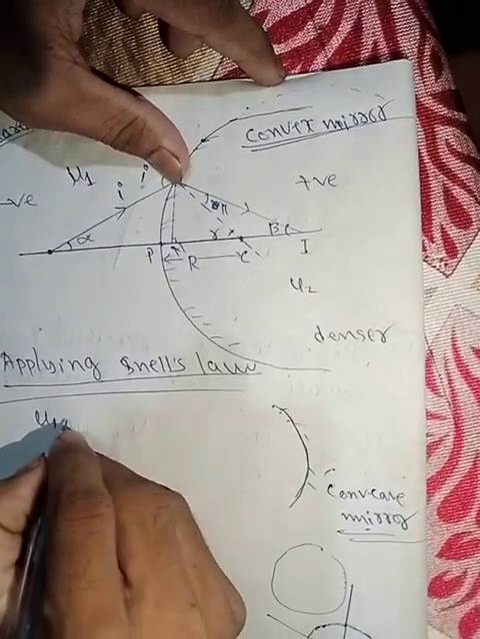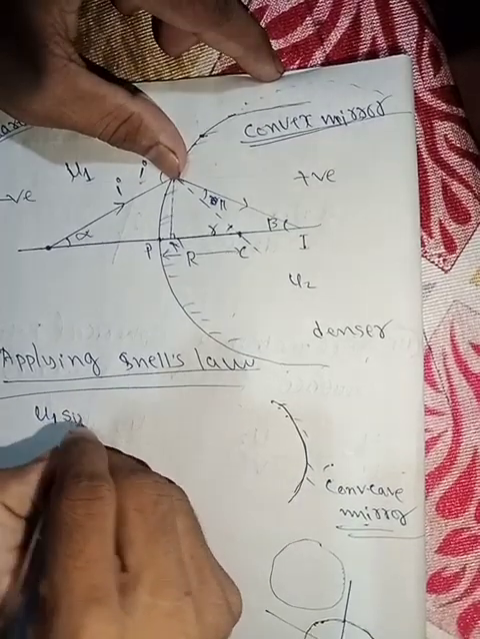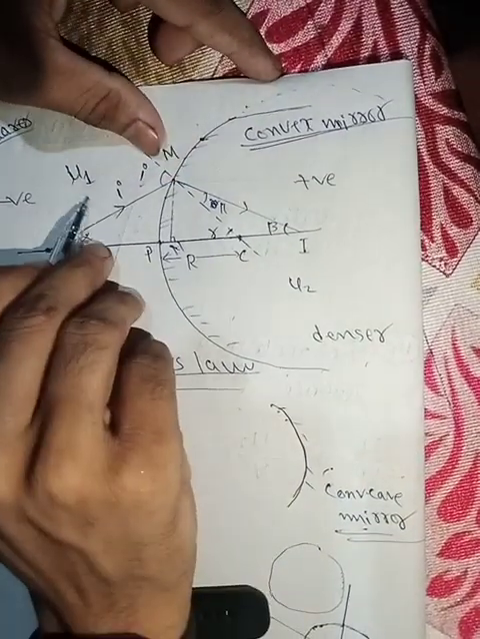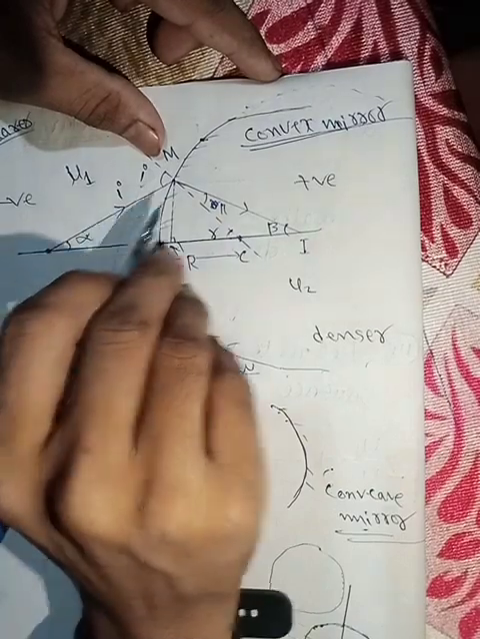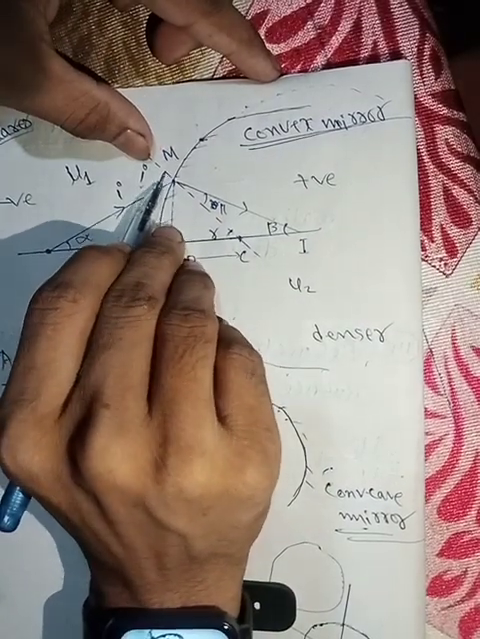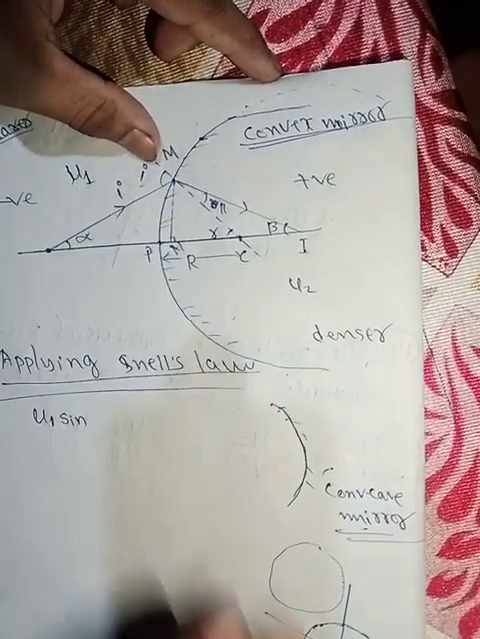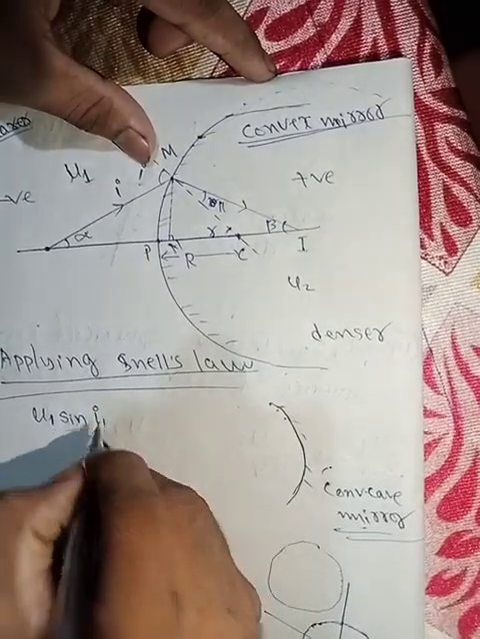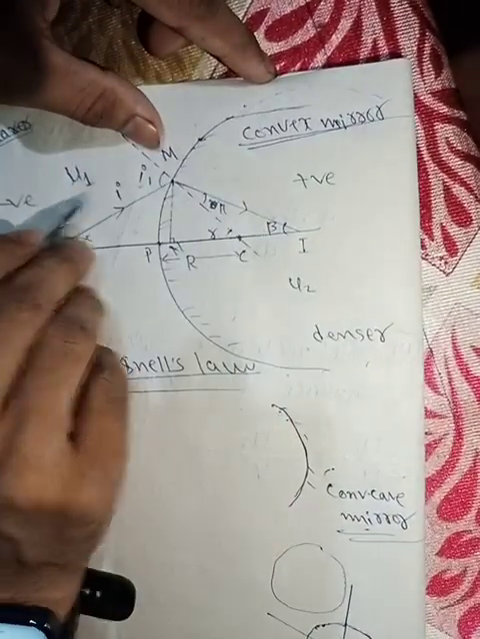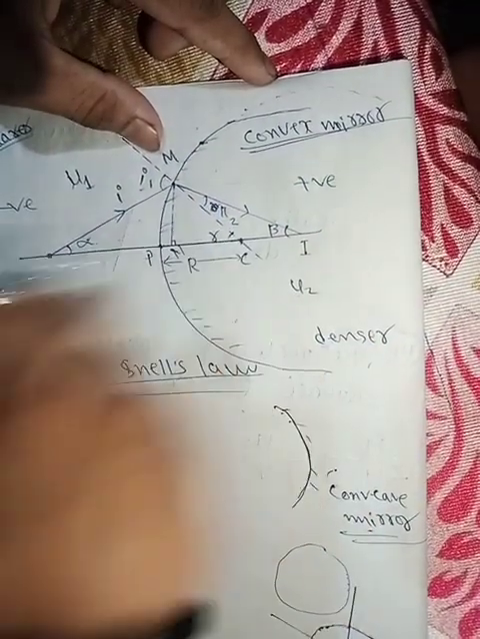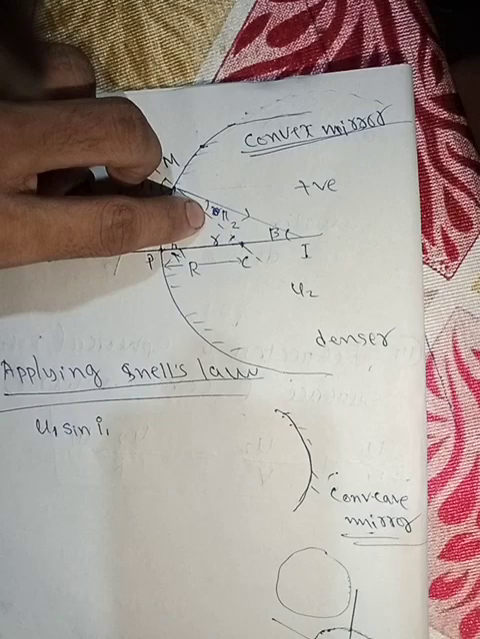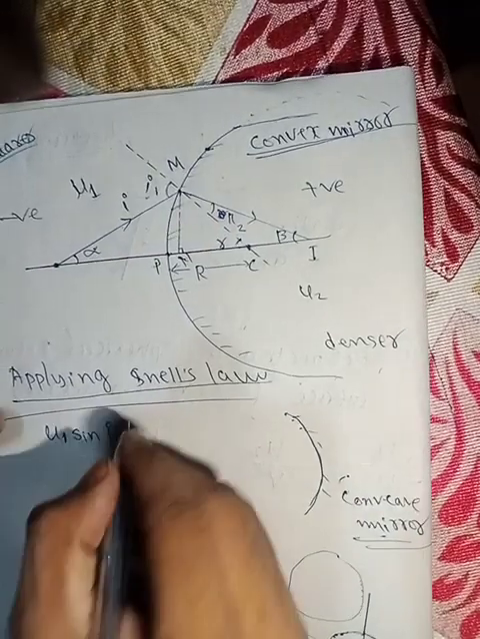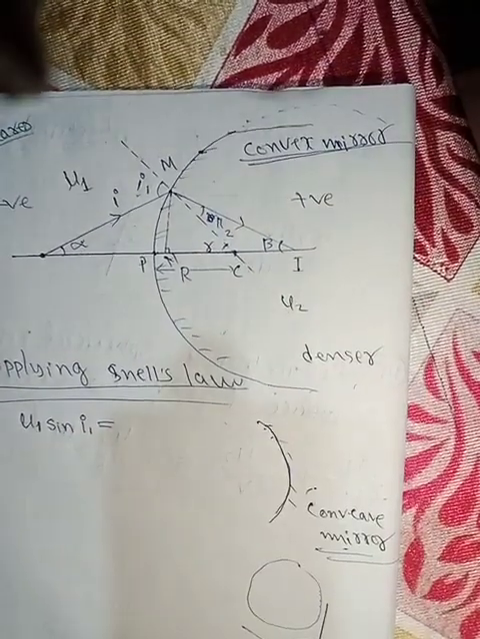According to Snell's law, you need to write the sine. This angle is called the incident angle. Let's say this is I1, mu1, and this is mu2, I2, R2, the refracted angle. So it is equal to what?